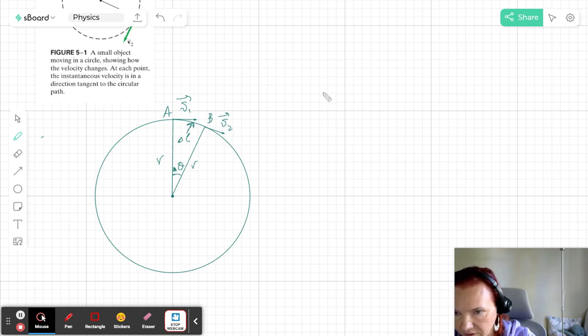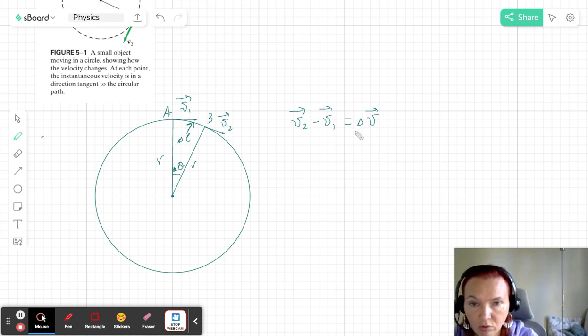Now let's look at some vectors. We have our vector v1 and vector v2, and we are going to take v2 and subtract v1, and that is going to give us a change in velocity. We're going to call it delta v, vector. In other words, if I add v1 to both sides, I can say that v2 equals v1 plus delta v.